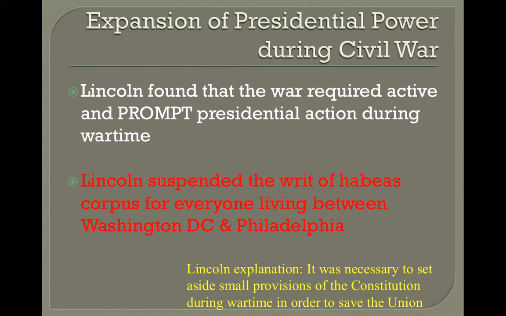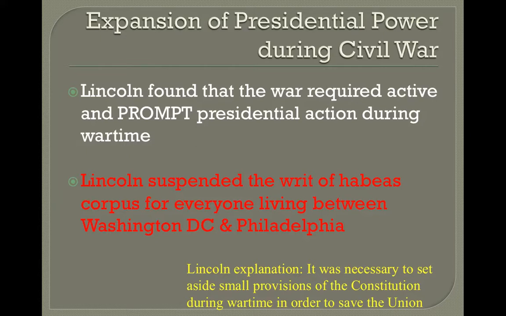Okay? And so basically, if you lived in Washington, D.C. or Philadelphia, you could be locked up and you could never be told why. Lincoln's explanation for this, that's what you're writing down, is he says it's necessary to set aside small provisions of the Constitution during wartime in order to save the Union. This is extremely, extremely controversial because basically Lincoln is saying the Constitution, yeah, that's nice and everything, but it's war, so don't worry about it. This is going to be a little bit of a problem because if you are fighting a war for this country and its Constitution and ignoring the Constitution at the same time, people are going to have issues, okay?